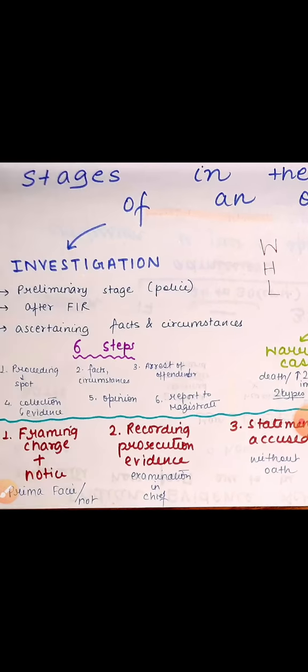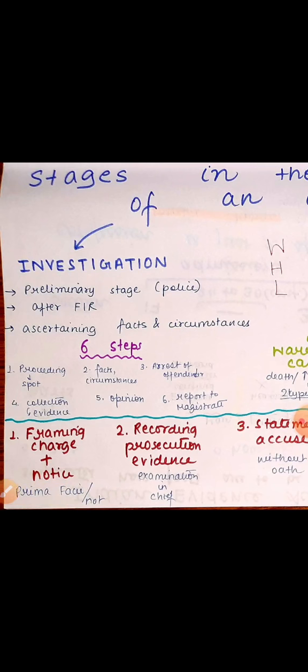Next, we come to the stages of the prosecution of an offense. First and foremost, we have investigation. Investigation is the preliminary, or first and initial, stage conducted by the police. It starts after recording of FIR, or first information report, and it mostly includes ascertaining facts and circumstances in relation to the offense. There are 6 stages in investigation.